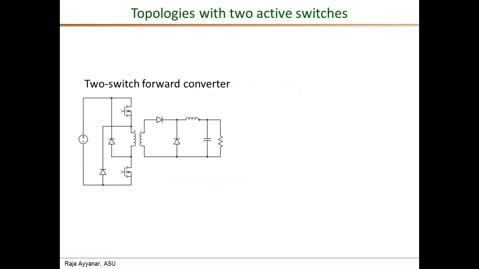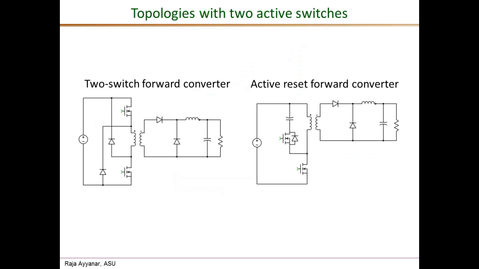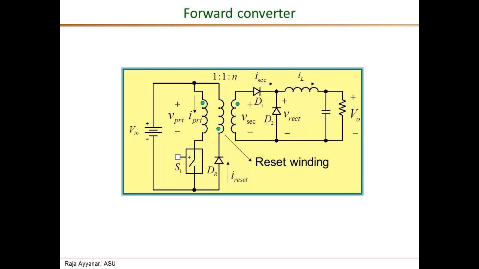Then we also have several two-switch versions of the forward converter. So this is a two-switch forward converter, and there is another widely popular topology at present called the active reset or active clamped forward converter, again using two switches, and this results in zero voltage switching, ZVS, and therefore it is becoming popular. Okay. And we will certainly be looking at these also in future videos, but the focus of the next several videos would be on this forward converter with this reset winding providing the flux continuity mechanism.